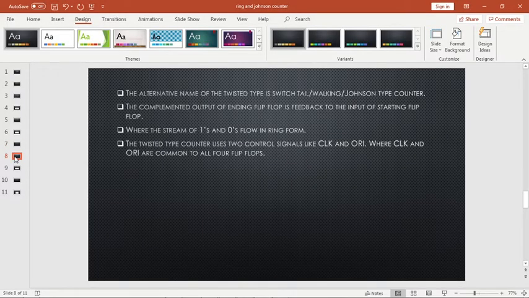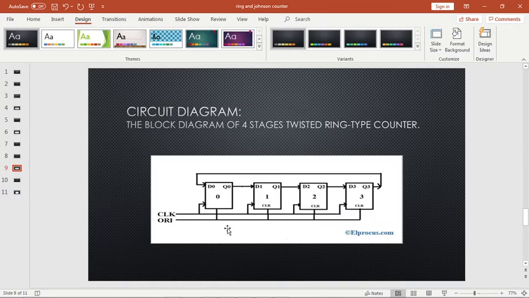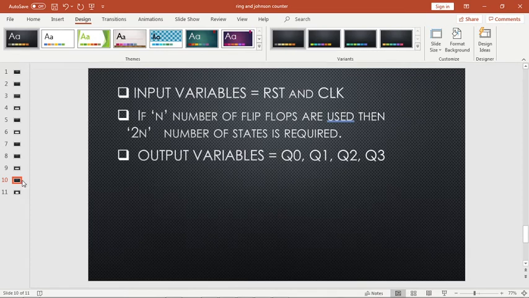Johnson counter is the same as the ring counter, but the only change is that the output from the last flip-flop is connected using a NOT gate. Let us look into the diagram. These have the same kind of input variables, that is reset and clock pulse, and if n number of flip-flops are used, then 2n number of states are required.